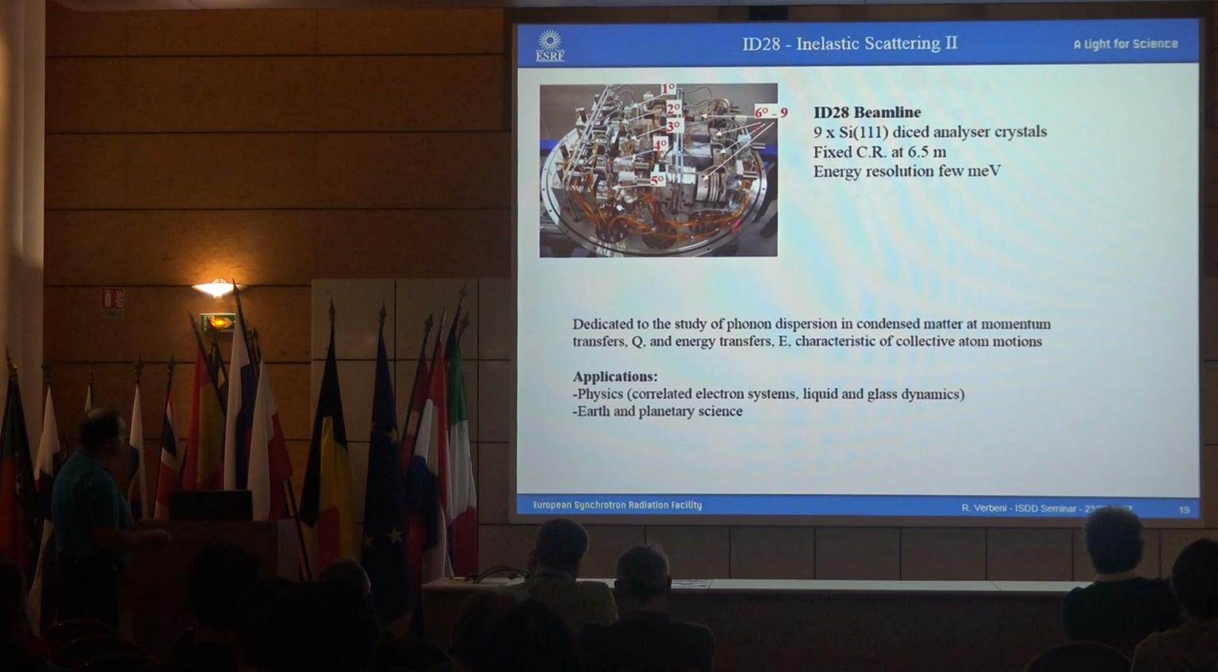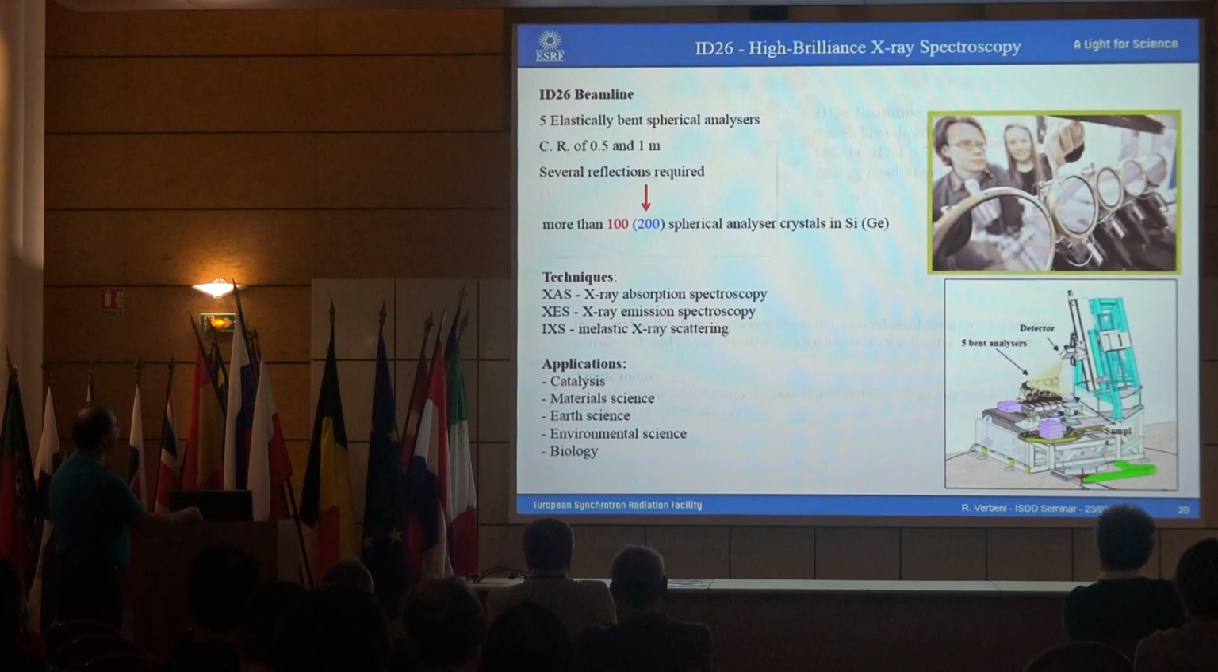This is an image of the spectrometer of ID28. They have 9 diced analyzers, silicon 101. The curvature radius for the first row is 6.5 meters, for the second row is 9 meters. And with these analyzers, you can work with an energy resolution of the order of 1 millielectron volt. So for the moment, we are happy with these analyzers. I built them several years ago, and they are still there. For the moment, they do not need to be upgraded.